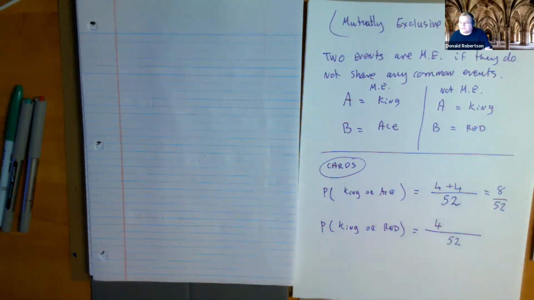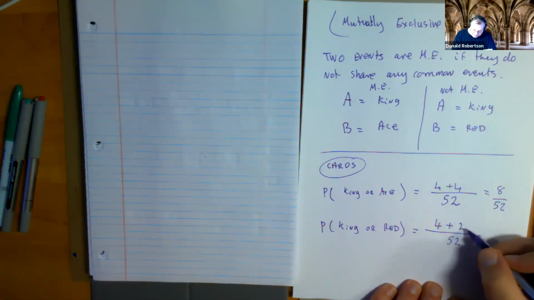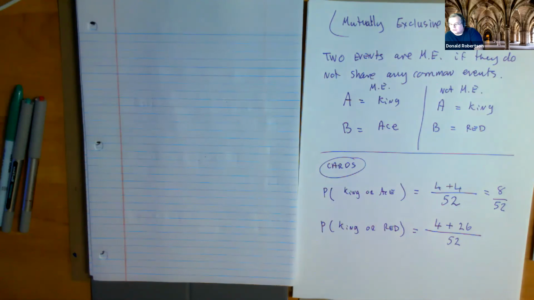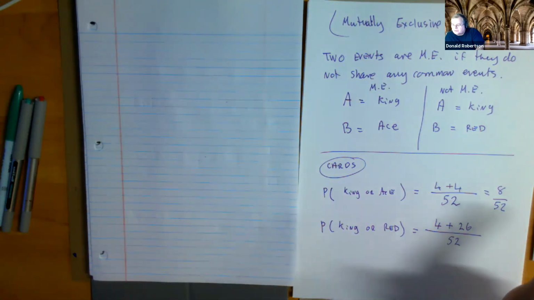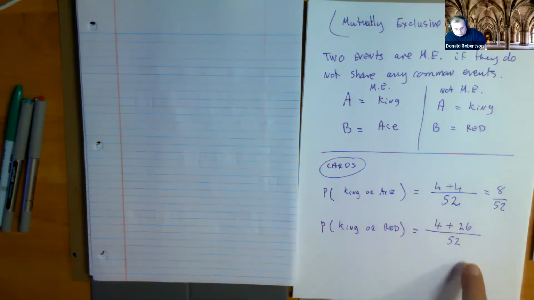There are 4 kings, and I'm going to add to it 26 red cards, because there are 13 hearts and 13 diamonds. That number is 30 out of 52, but that is not actually the right probability. Haven't I double dipped? Haven't I counted the same card twice? I've counted it as a king, and then later on I'm counting it as a red card.